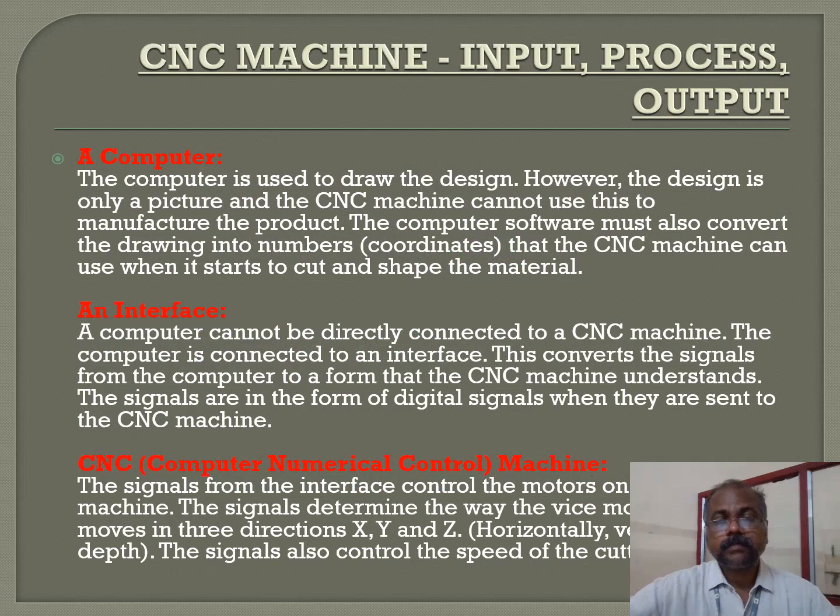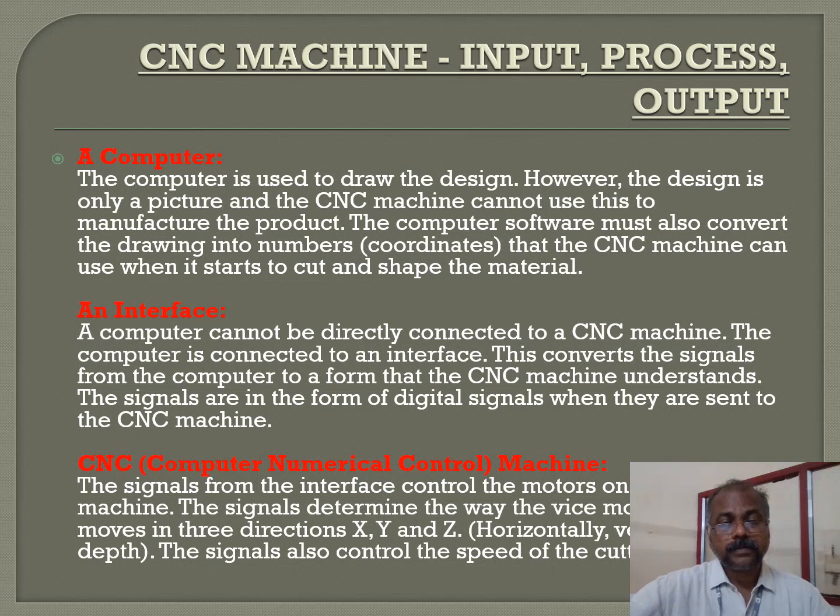So here we discuss CNC machine input, process and output. A computer is used to control the machine. The computer is used to draw the design. However, the design is only a picture and the CNC machine cannot use this to manufacture the product. The computer software must also convert the drawing into numbers, that is into a coordinate system, that the CNC machine can use when it starts to cut and shape the material.